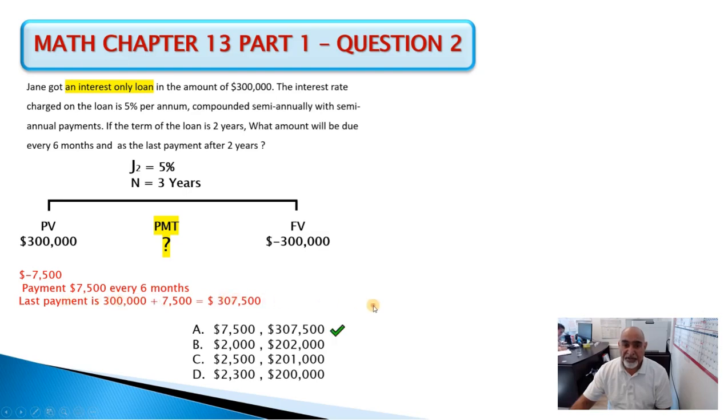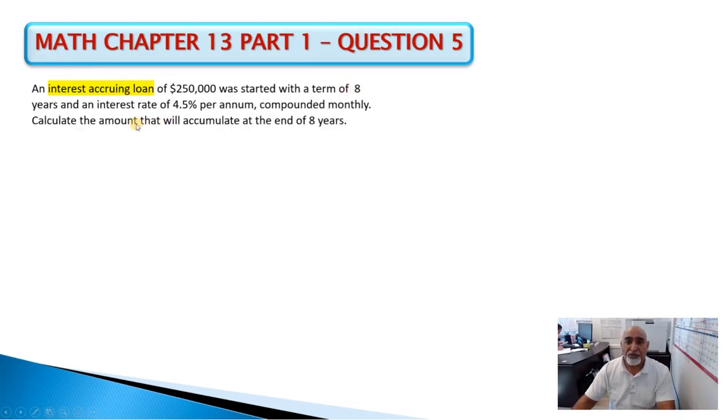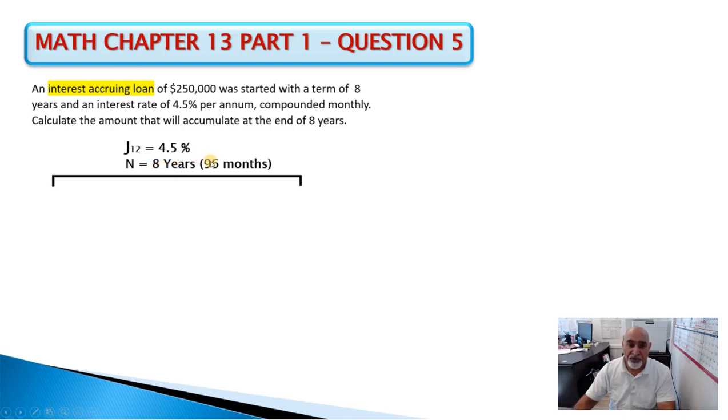So the last question. Interest accruing loan of 250,000 started with a term of 8 years. Interest rate 4.5% per annum, compounded monthly. That means J12 equals 4.5. Calculate the amount that will accumulate at the end of 8 years. So first thing we do is draw the timeline diagram, put in our interest rates, put in our time. So we are going to need to know how many months is 8 years. So 8 times 12, that's 96.